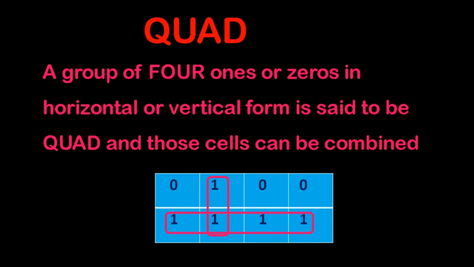So here, if you see, horizontally 4 ones are combined and in a vertical manner 2 other ones are combined. So you can group them as 4 ones. 4 ones you can make as a square also. That is also possible.